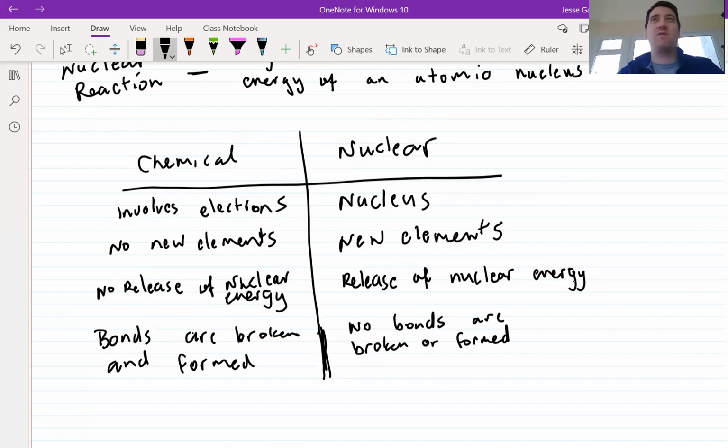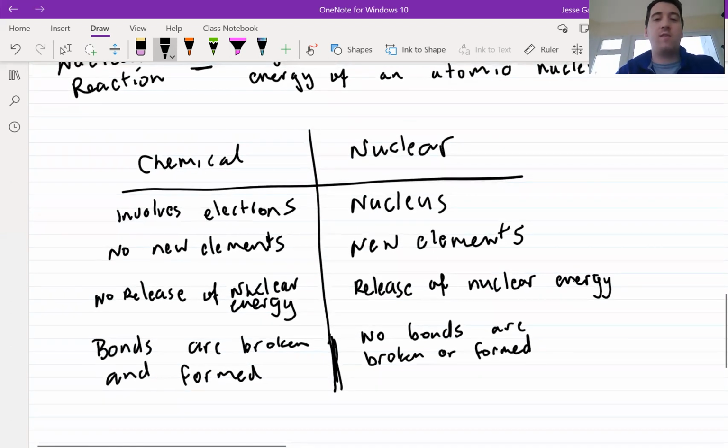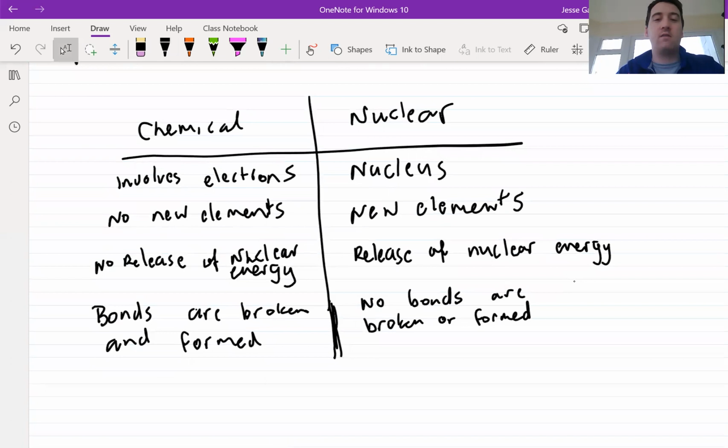Nuclear reactions actually involve the nucleus splitting up, changing elements. All right, so if you think that would be a useful thing to take down, you can pause the video and take it down now.